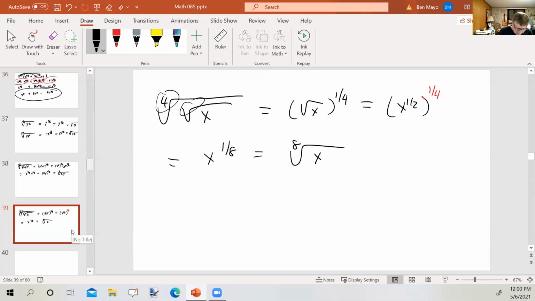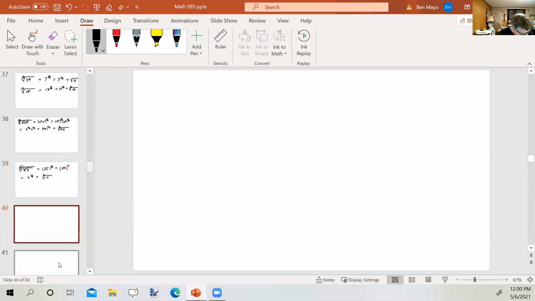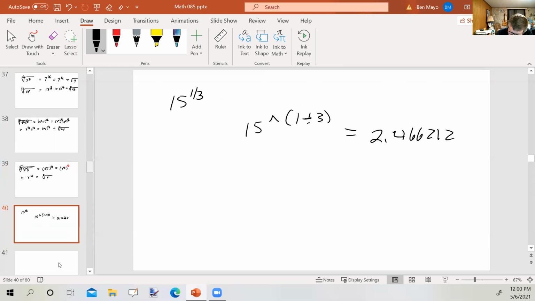All right. We're going to go and use the calculator. We're going to take 15 to the 1/3 power. So on my calculator, 15, the little caret, parentheses, 1 divided by 3, close it up, equals. And 15 raised to the parentheses 1 divided by 3 power. I'm getting 2.466212074.